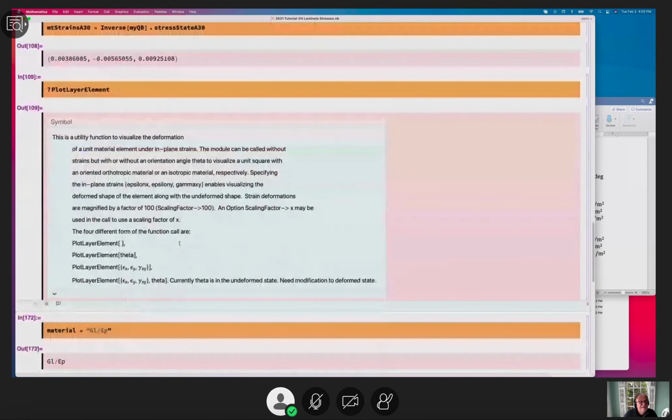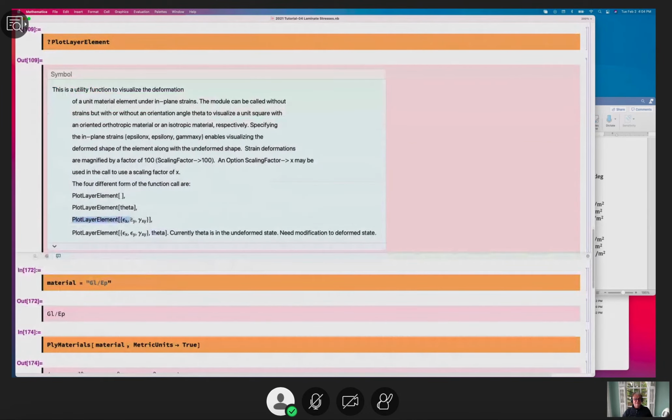And it says it can be used to visualize. You can do only the undeformed element, or undeformed element with an orientation theta, or an element with strain state given, or strain state given and also the angle to show. So I'm going to use this version.